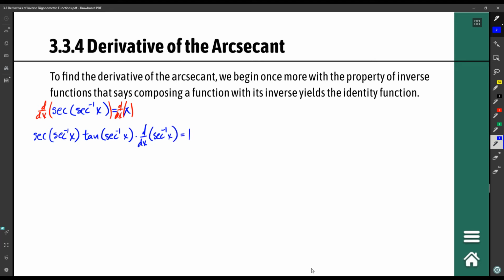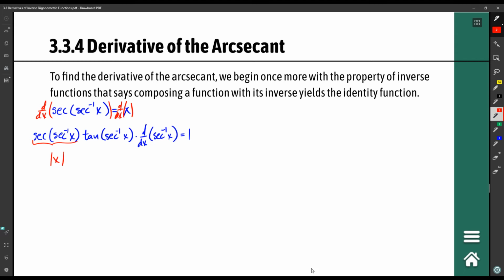All right, the next thing we're going to do is divide by the secant of the inverse secant times the tangent of the inverse secant, but in doing so, I also want to point out that secant of the inverse secant is x, except we're going to write that as absolute value of x, and this has to do with the domain and the range of the arcsecant function.